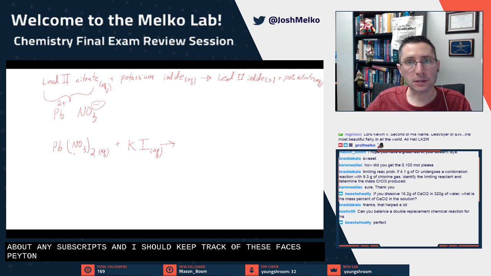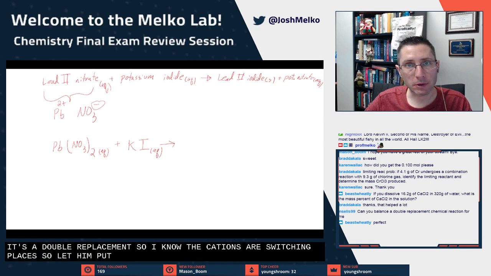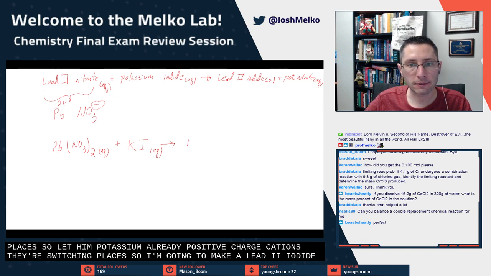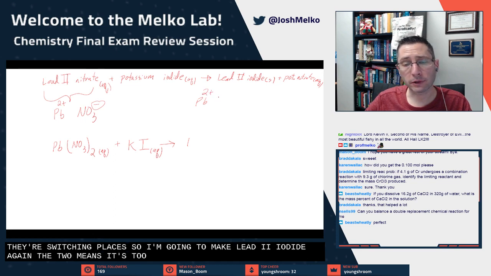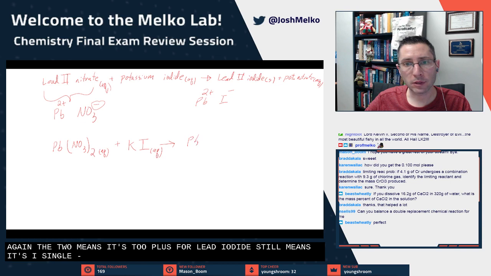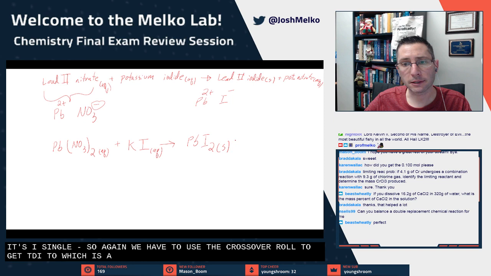Okay, it's a double replacement, so I know the cations are switching places. So lead and potassium are the positive charged cations. They're switching places. So I'm going to make lead(II) iodide. Again, the II means it's 2+ for lead. Iodide still means it's I single minus. So again, we have to use the crossover rule to get PbI2, which is a solid.